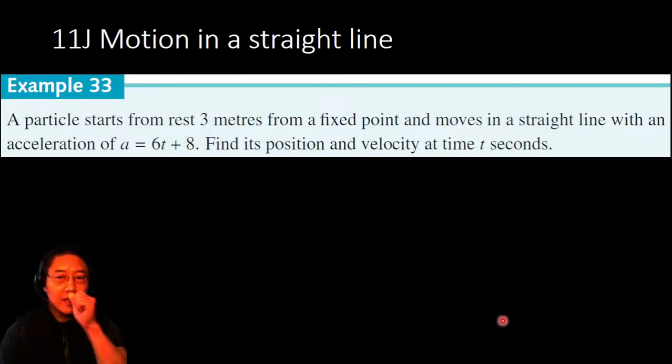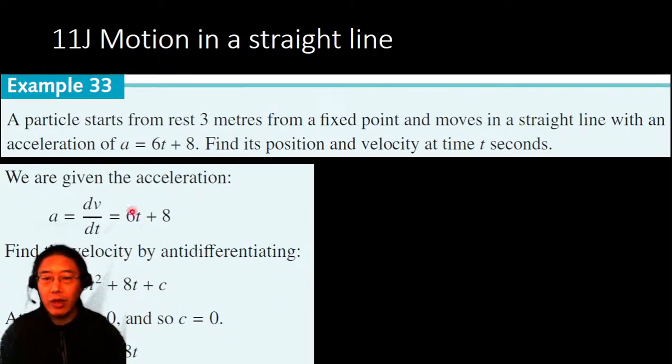Alright, next example with motion on a straight line. So you have an acceleration, which is a linear function. You need to find the position and the velocity at specific times. So you need to find the rule. So it's really applying anti-differentiation.